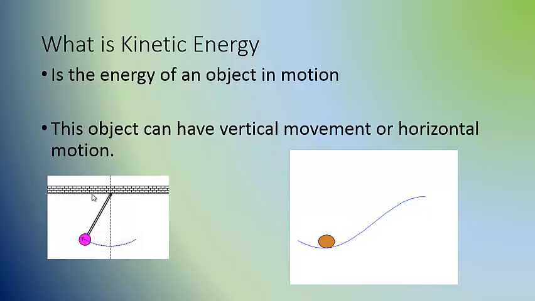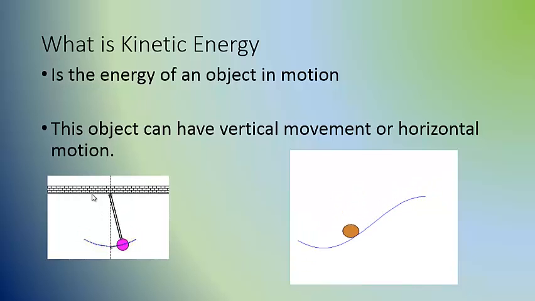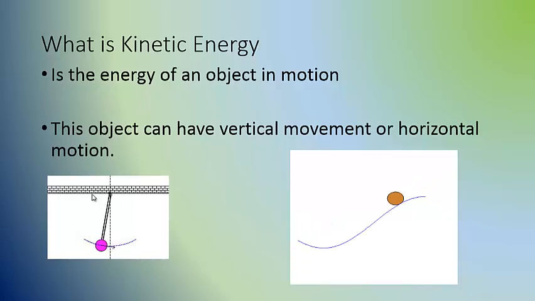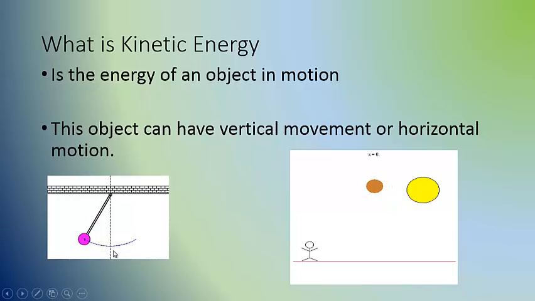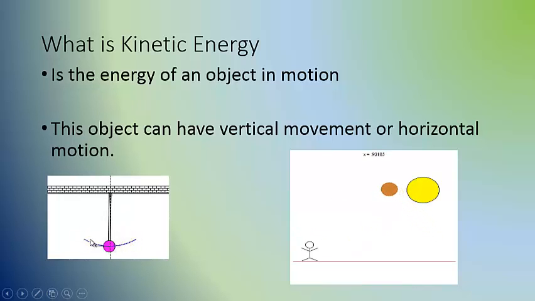Kinetic energy is the energy of an object in motion. So, there needs to be an object, whether it be a ball, a person, an animal, whatever. And it has to be in motion. This object can have any type of motion. It can have vertical movement or horizontal movement. So in this first one, we have horizontal movement. The ball is moving back and forth. There's also a little bit of vertical movement, but it's mainly horizontal.